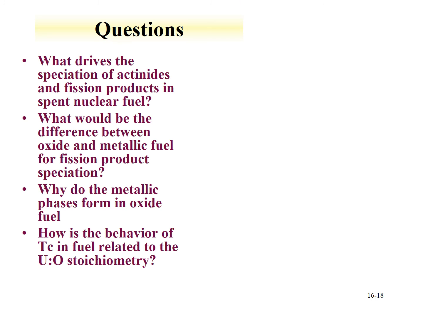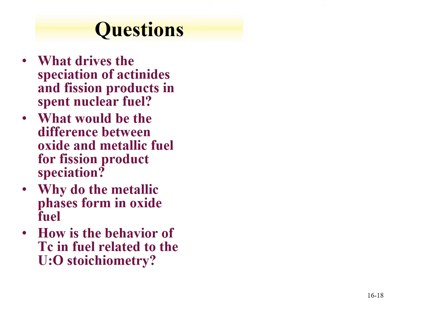Some questions you should be able to answer from this lecture. What drives speciation of actinides and fission products in spent nuclear fuel? Well, the amount of fission. The more fission there is, the more the fission products can be involved in the chemistry with each other. And the type of fuel and the composition. So metallic fuel, there won't be any oxygen. Whereas with oxide fuel, you can actually have UO2+x. So the amount of relative oxygen will slightly change the overall speciation of the actinides and the fission products.